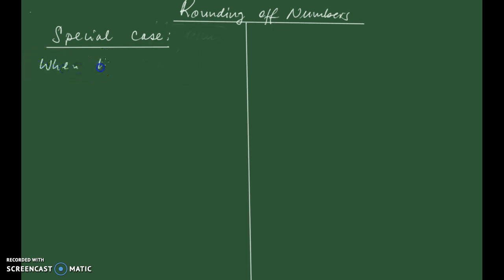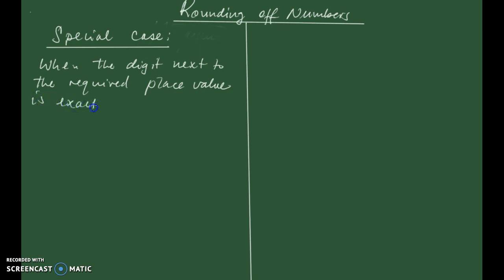When the digit next to the required place value is exactly 5. All right. So in this case here, we can either go up for some cases and we can go down for some cases. So let us put odd numbers here.